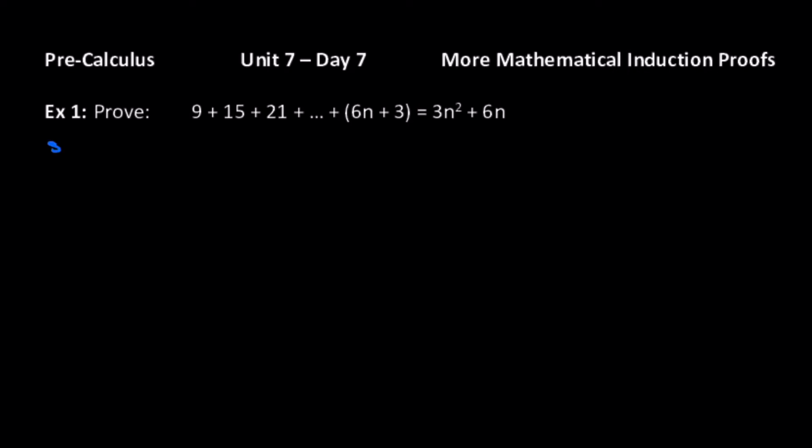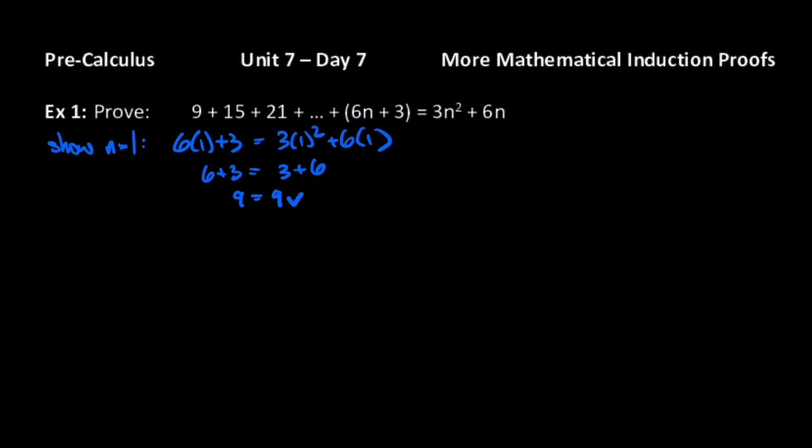First thing I'm going to do is show that it works for n equals 1. So n equals 1 is simply the first term. I know it's going to be a 9. Or you can plug a 1 in for the n here, and you have to plug it in both of those locations as well. So let's see, 6 times 1 plus 3 equals 3 times 1 squared plus 6 times 1. That's 6 plus 3, that's 3 plus 6, 9 equals 9. Good. Works for n equals 1.